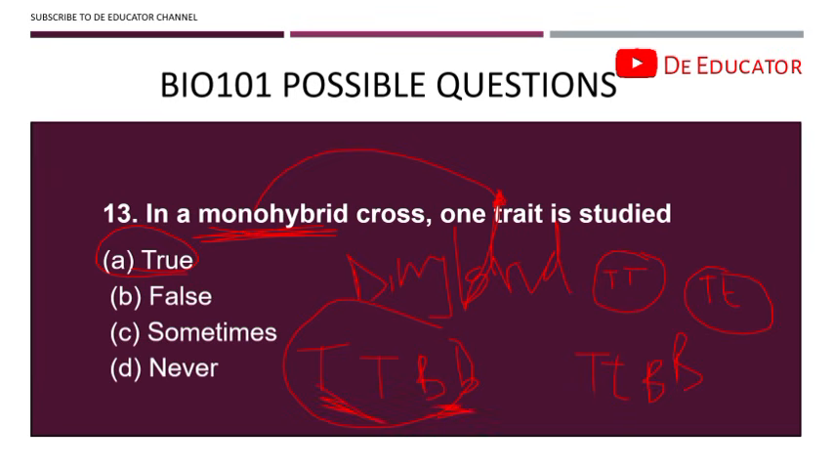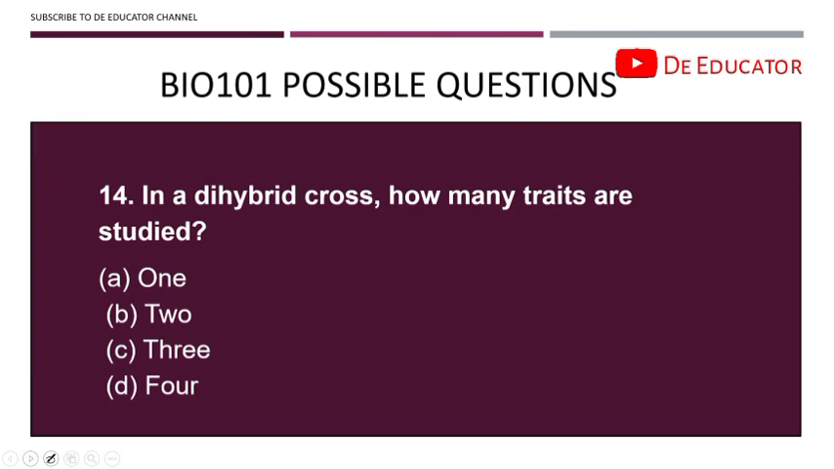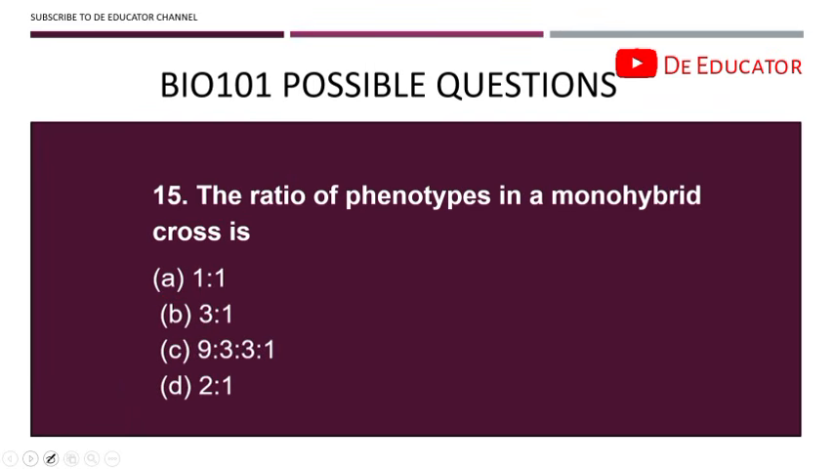You can see black, you can see it. So know the difference between these two. In dihybrid cross, how many traits are studied? Two. We explained that in the previous question. Next question. The ratio of phenotype.